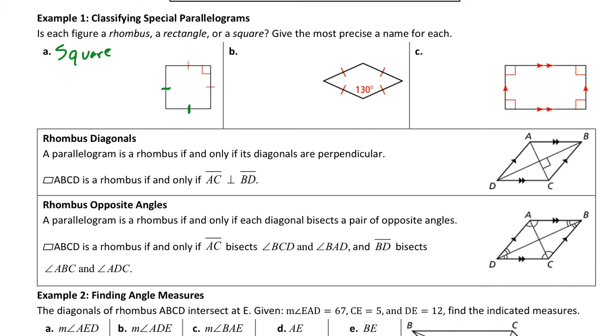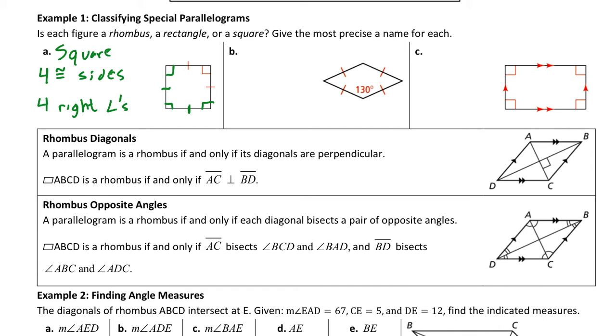And it's also a rectangle, because in a parallelogram, opposite angles are congruent and consecutive angles are supplementary. So it's a square because it has four congruent sides and it has four right angles. So it is a rhombus and a rectangle at the same time. That makes it a square.